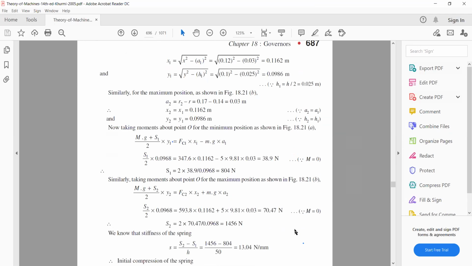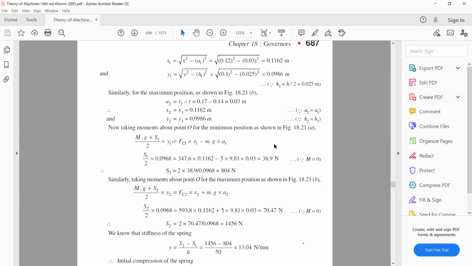Now, similarly, to find the a2 value, a2 is r2 minus r1, and x2 equals x1 and y2 equals y1. Why? Because they just change their positions, so the values will be the same. That's why x2 equals x1 and y2 equals y1.